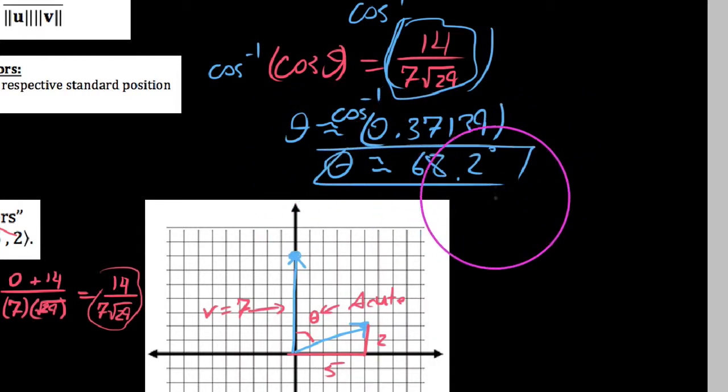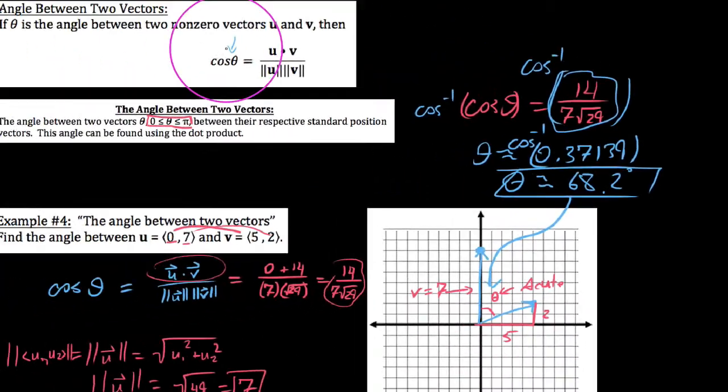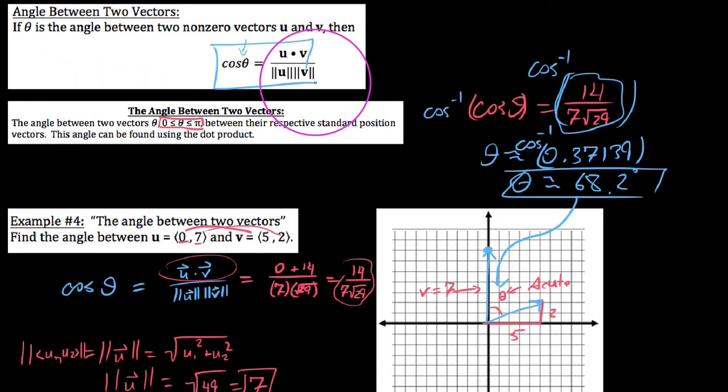Does this look valid? Well, I don't know. I mean, looking at the same angle that I'm looking at here, 68.2 degrees seems extremely valid. So essentially, if you have two vectors, you can always find the angle between them by doing the arc cosine, or the cosine inverse, of this value right here on the right.